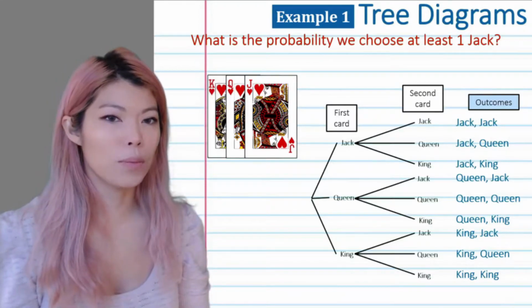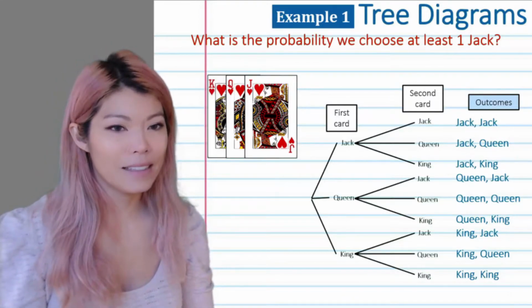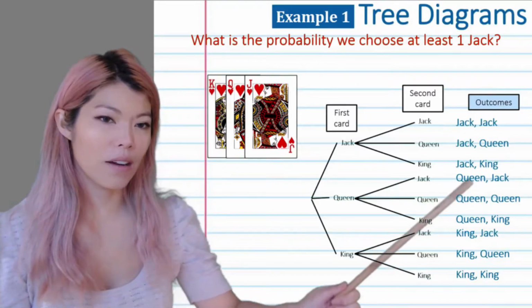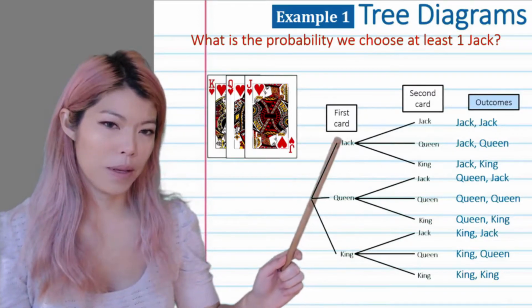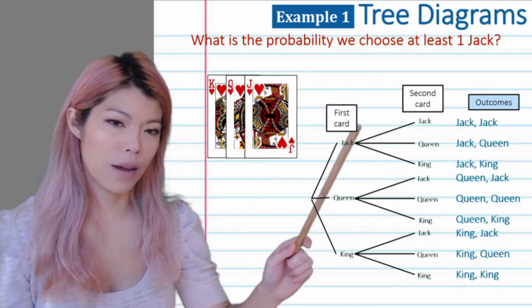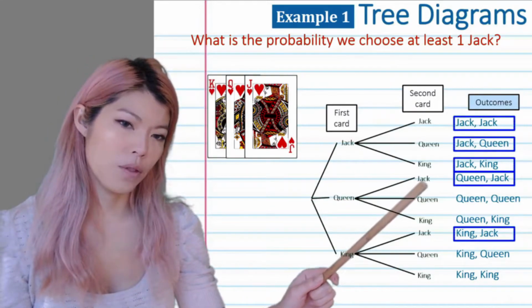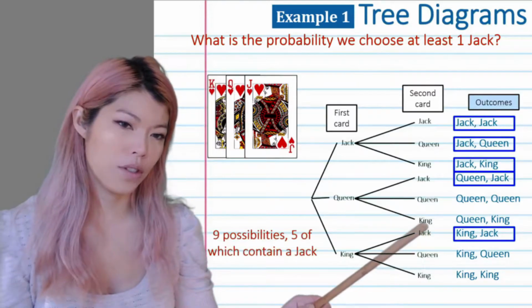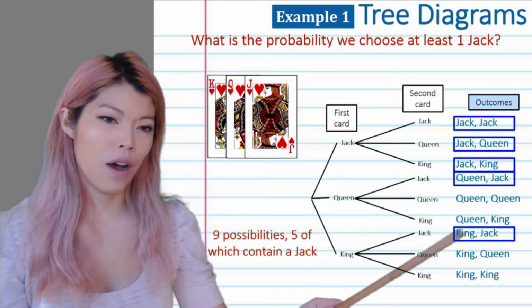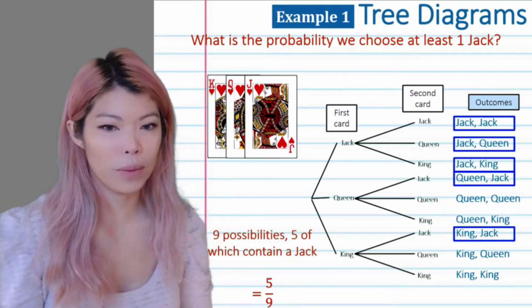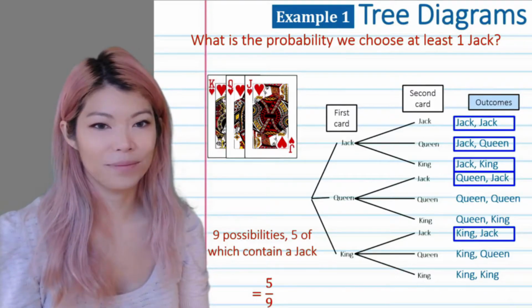Example 1. What is the probability we choose at least one jack? So we look at the outcomes. At least one jack means, well, all of these 3 outcomes at the top because we have one jack there. And just one outcome here for this jack and one outcome here for this jack. Or in other words, 5 out of 9. So the probability is 5 out of 9.